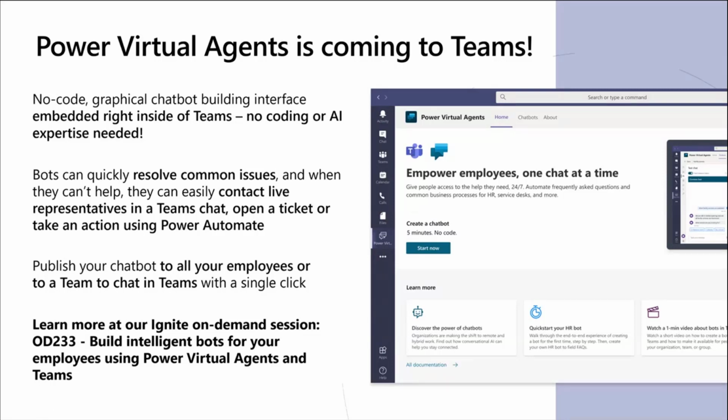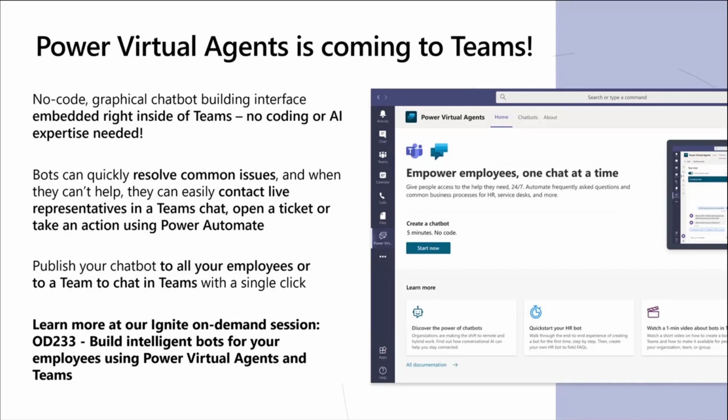So we will have the ability for bots to quickly resolve issues, and when they can't help, they can easily contact a live representative in Teams chat, open a ticket, or take action using Power Automate. This is another common scenario where we see that a lot of conversational bots, typically you want the user to interact with it, and if the interaction does not get resolved initially, then you want a second level escalation to happen. So that's another scenario that is specific to Teams that will be available soon.